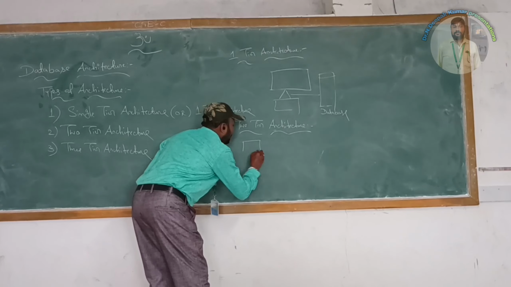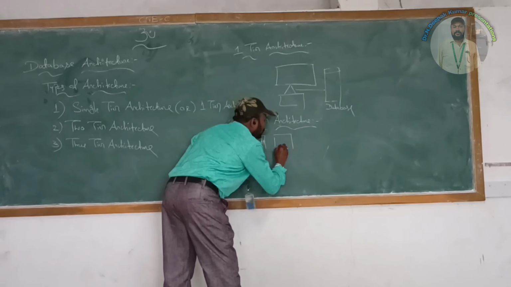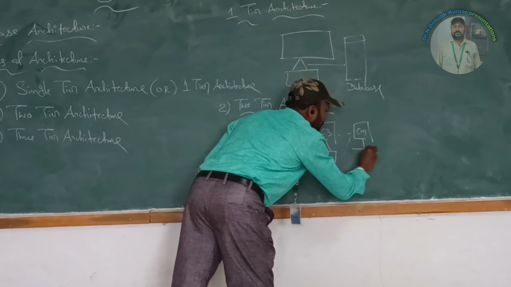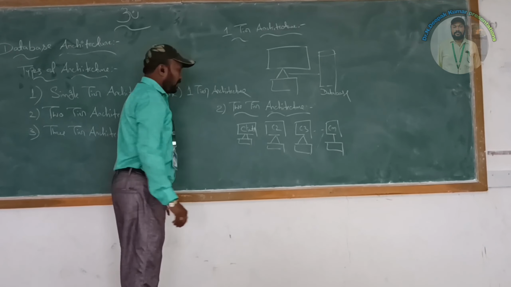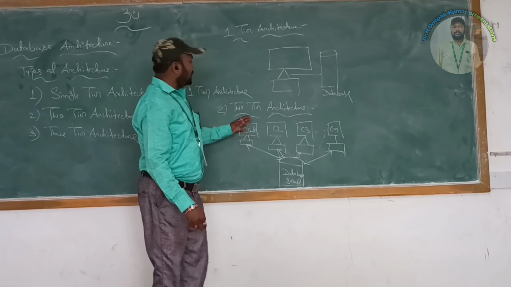So for example, more than one client. Suppose client one, then client two, then client three. Each client directly sends the request to the database. Client two sends the request, then client three sends the request, then another client also sends the request. So the clients directly communicate with the database. Then the database server understands the request and sends the response. So it is called a two-tier architecture.